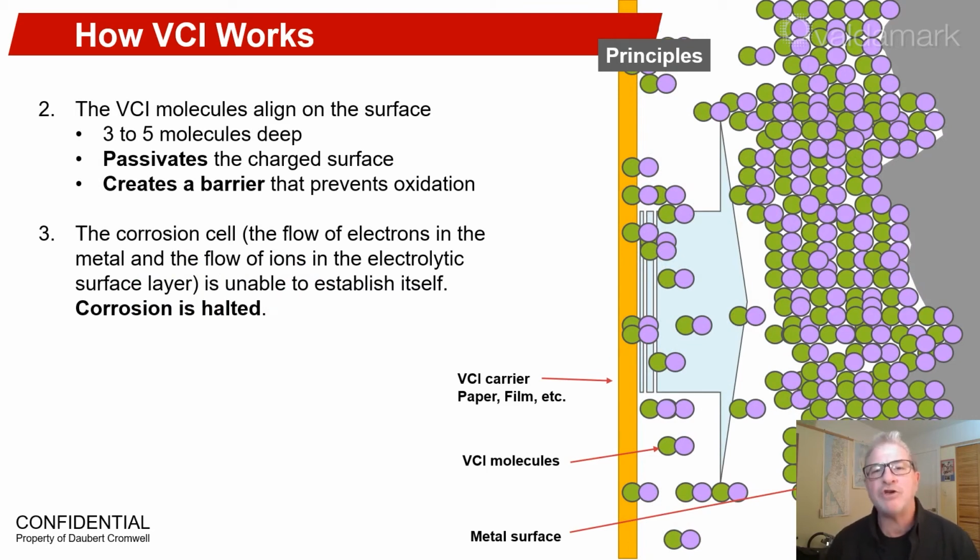This attraction continues until the entire available surface area is covered with a layer of molecules that essentially acts as a barrier that prevents harmful substances and electrolytes from contacting the metal. The charged molecules passivate the metal, reducing electrochemical stress on its surface and preventing the corrosion cell from setting up.